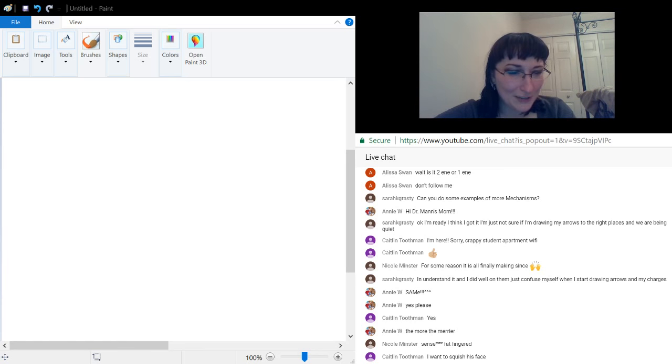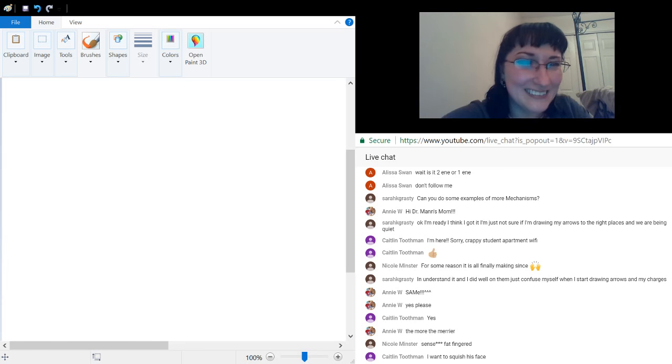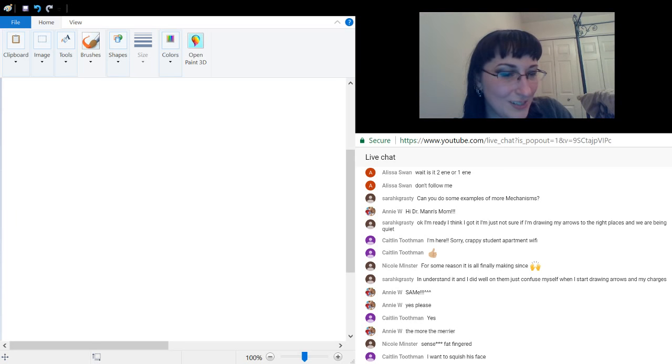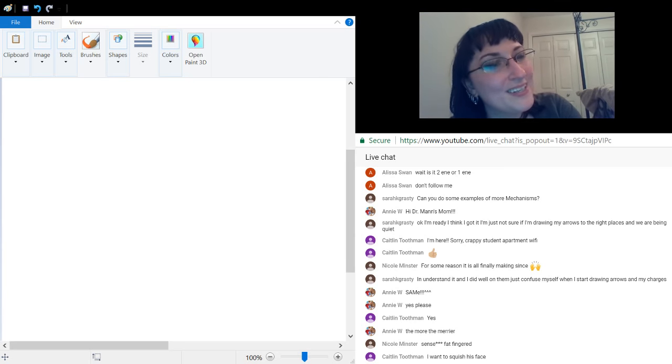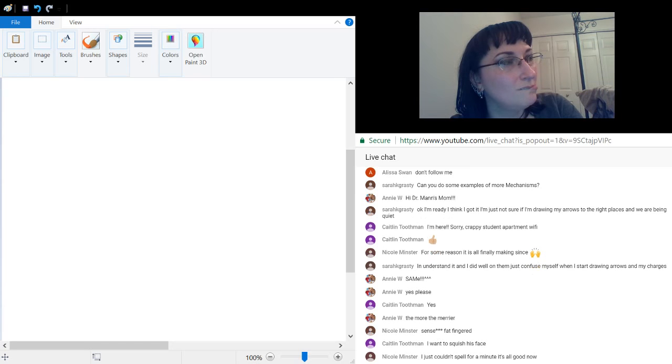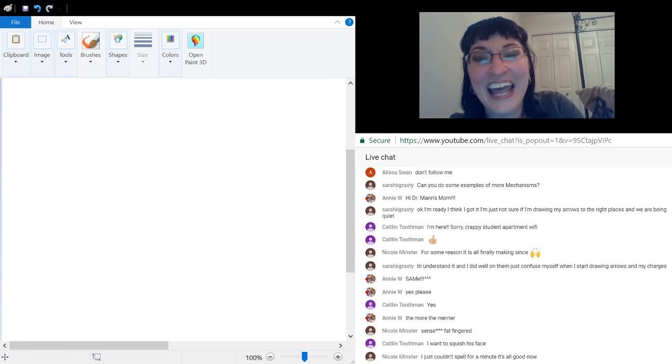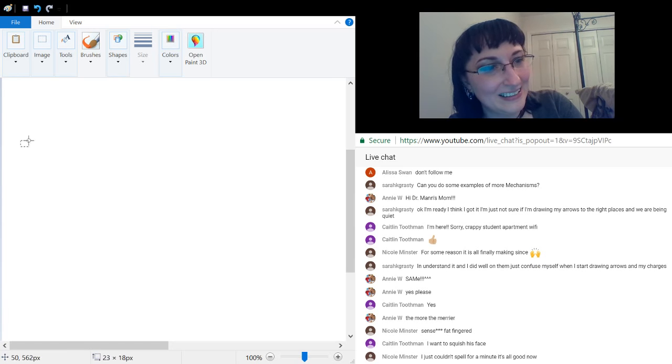Okay, let's do another example. I'm just going to go ahead and keep doing this on the paint because I think that works well. For mechanisms, it's easier to show them quickly. So let's do... Oh, wait.